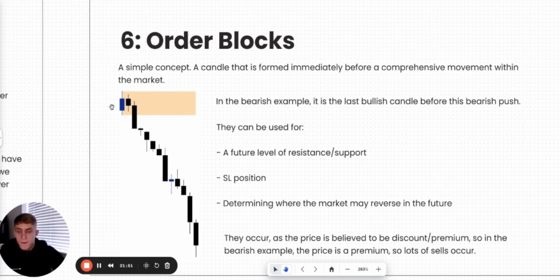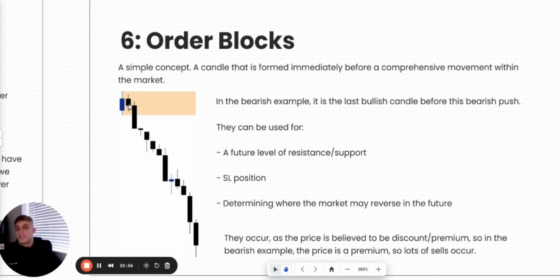A very simple concept. It's basically the last up close candle before a really comprehensive movement within the market. Up close in the bearish example, down close in the bullish example. So what do we use this for? A future level of resistance or support. Basically, when price revisits it, we think that price is going to react again and give way to another bearish push, in this example.